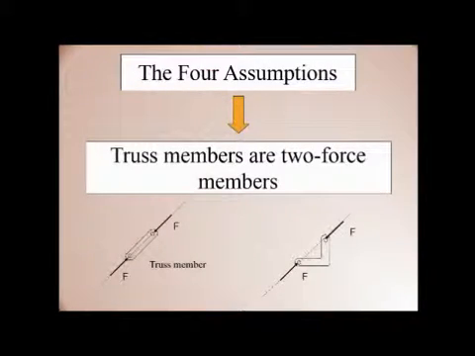Now these assumptions give rise to two force members. In this case you can see F, a force acting on these two joints. This is also a truss member, and in this case this right angle triangle bar, this L shaped bar, you can consider as a truss member, because in both cases the forces are acting on the same line of action.